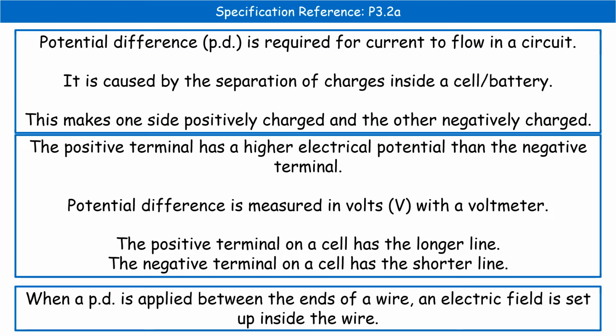Now, when we are drawing any kind of cell, what we need to make sure of is we are using the correct notation. So the longer line is the positive terminal and the shorter line is the negative terminal. Please try to remember that when we're putting these into a circuit: positive is the longer line, the smaller one is the negative. When we have our power supply, our cell, whatever it is, connected into our circuit, we've applied a potential difference between the ends of the wire. As a result of that, we set up an electric field inside the wire itself.